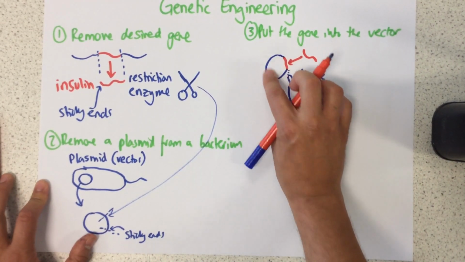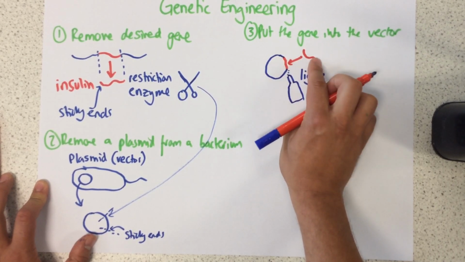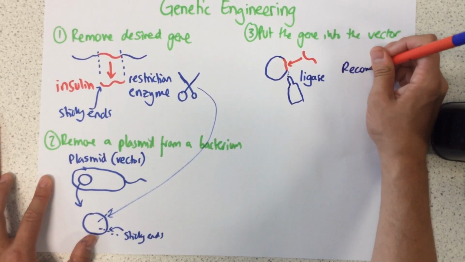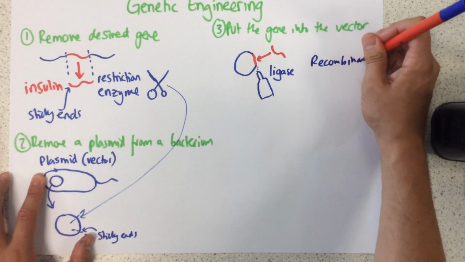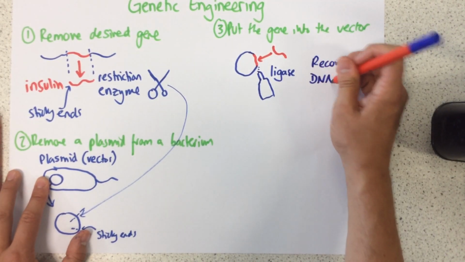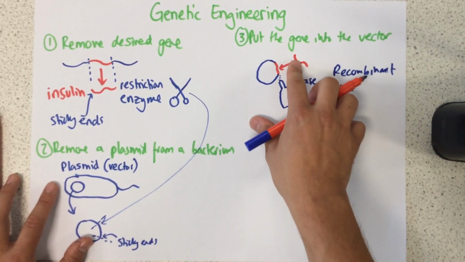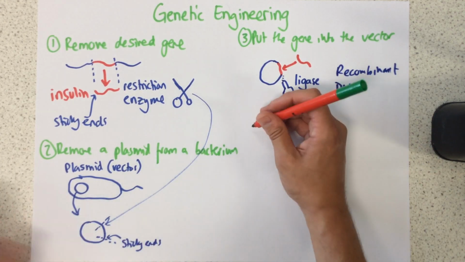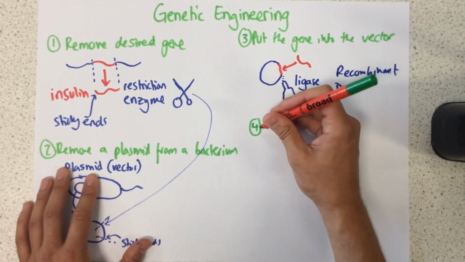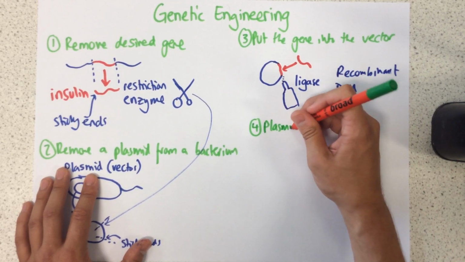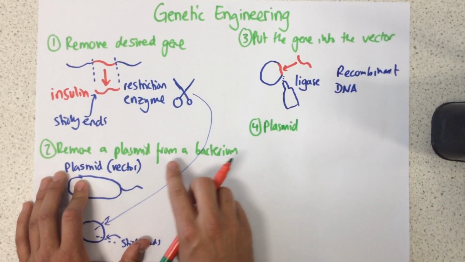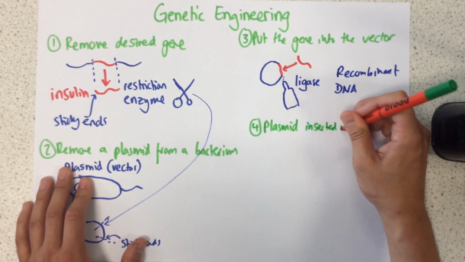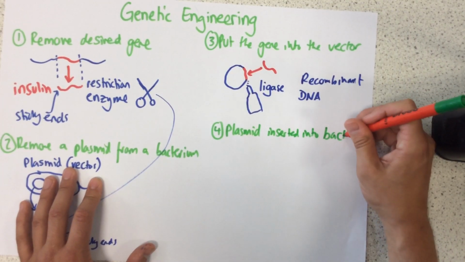So now we have the DNA within the plasmid and the DNA from the insulin gene. It is now called recombinant DNA. That just means we've now combined the DNA from our desired gene with the vector, in this case a plasmid. So number 4, the next step, is we need to put the plasmid, or the vector, into a bacterium. Remember, plasmid is the example of a vector in this case. So the plasmid is inserted into the bacterium.